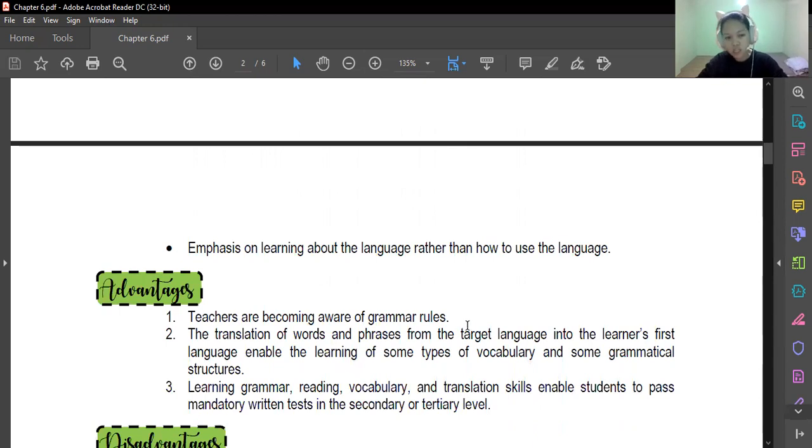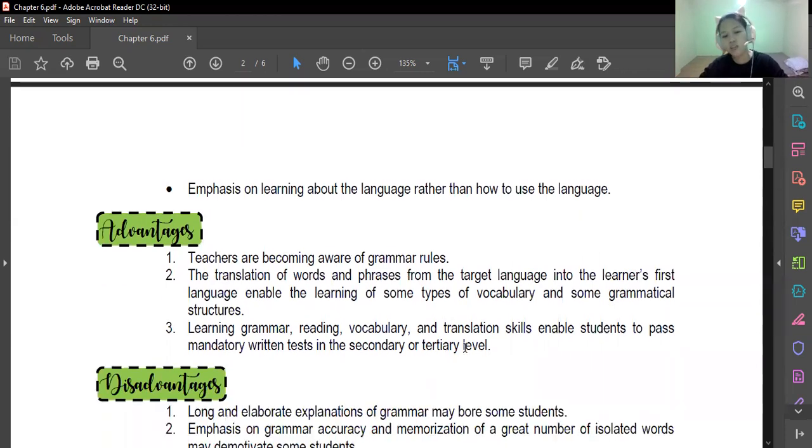Now in GTM, the emphasis of learning is about the language. There is an emphasis on learning about the language rather than how to use the language. Because when we say there is an emphasis on how to use the language, that is CLT or communicative language teaching, but we'll discuss more about that. So GTM focuses on learning about the language. We're learning about the rules of language, not the application, only the theoretical knowledge.